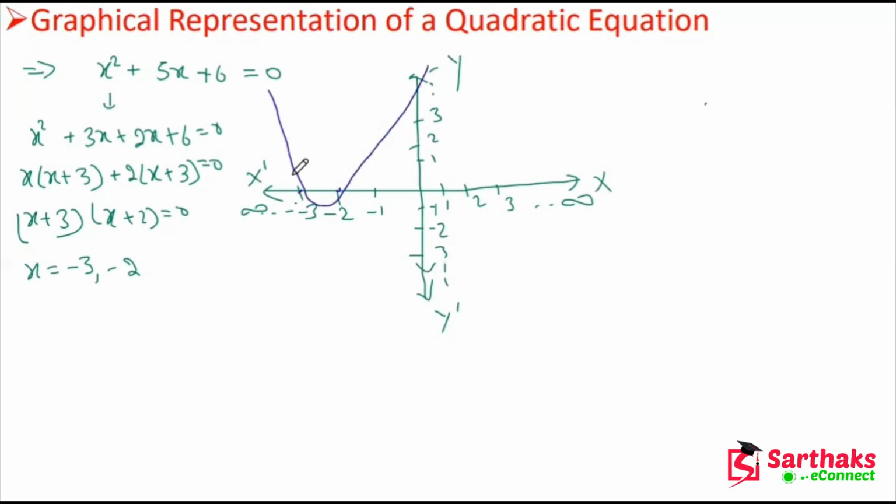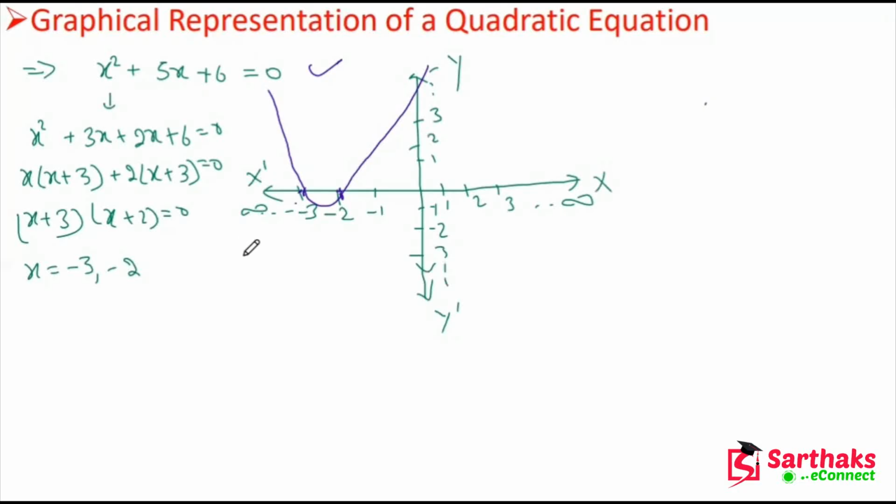This is the parabola curve, and it cuts the x-axis at minus 2 and minus 3. These are the roots of this equation. So this is the graphical representation of the quadratic equation.